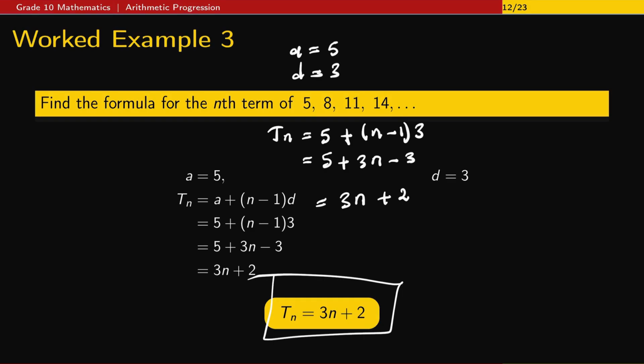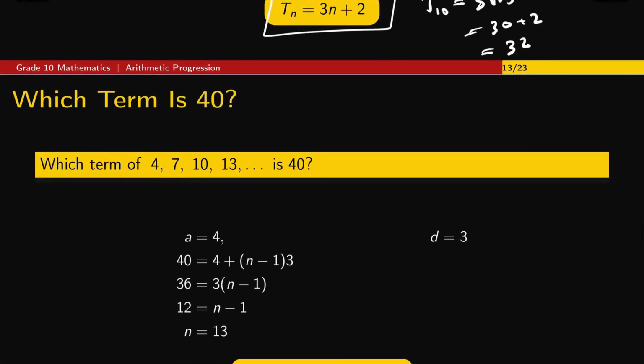So for example, if I need say the 10th term, I just do t sub n is equal to what? T sub 10 is equal to 3 multiplied by 10 plus 2, right? Which is just 30 plus 2, which is 32 in this case. Okay, very simple, guys.